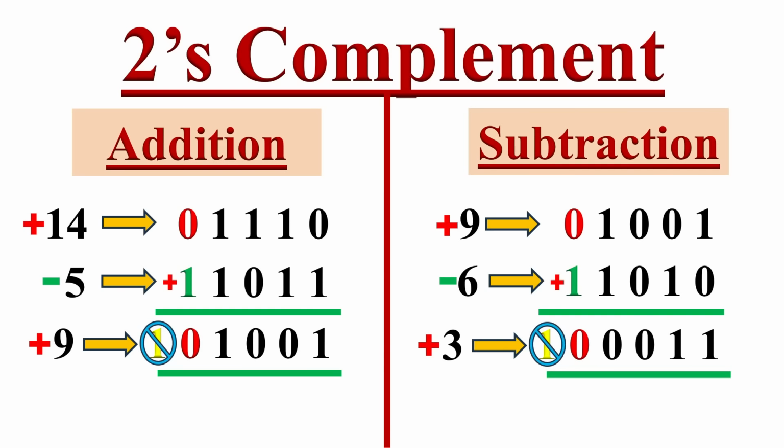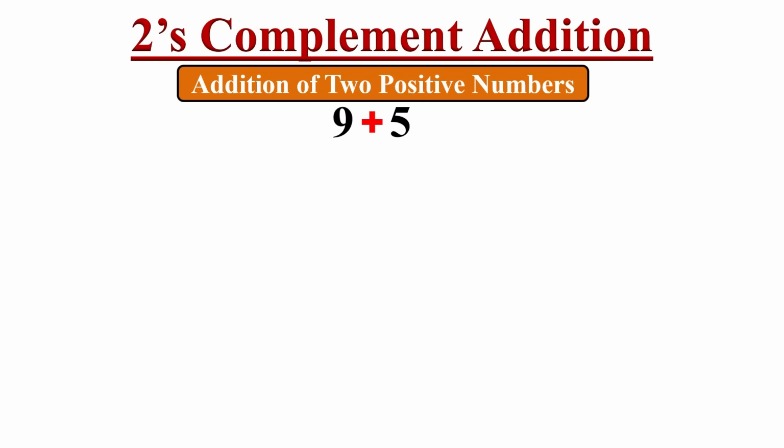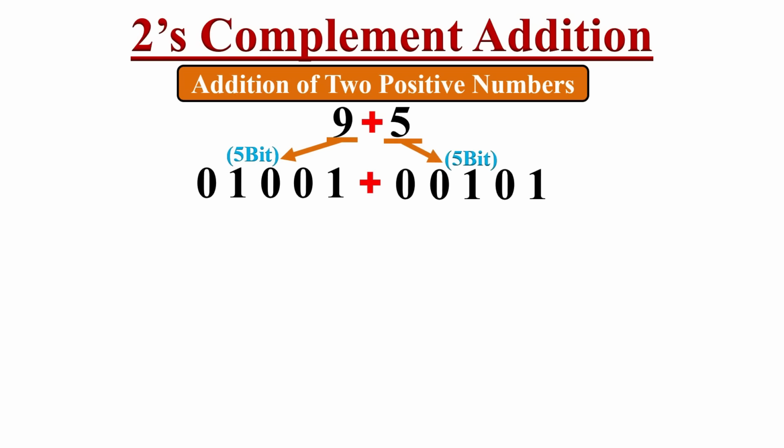In this video, we will learn how to perform addition and subtraction of signed binary numbers using the 2's complement method. Let's start with addition of two positive numbers. Here we will represent these two positive numbers in 5-bit binary form. Plus 9 can be represented as 01001 and plus 5 can be represented as 00101.